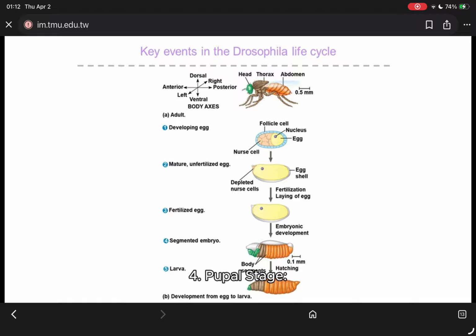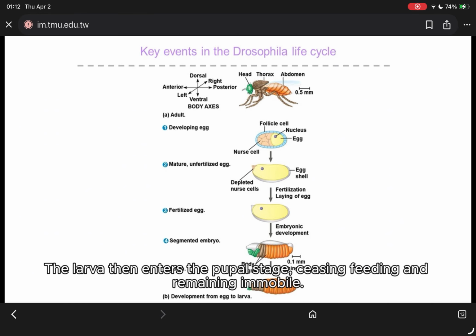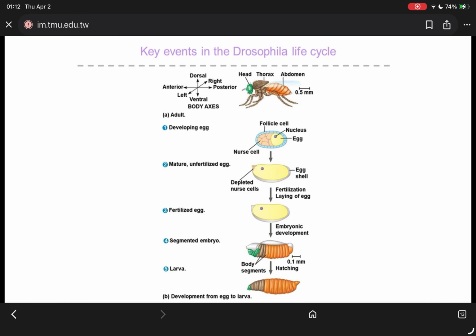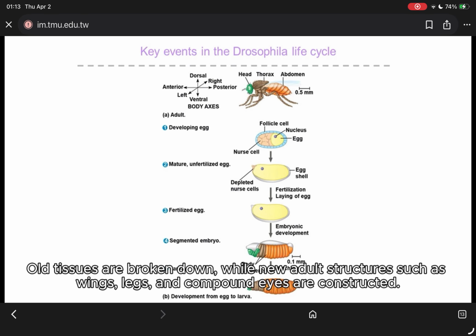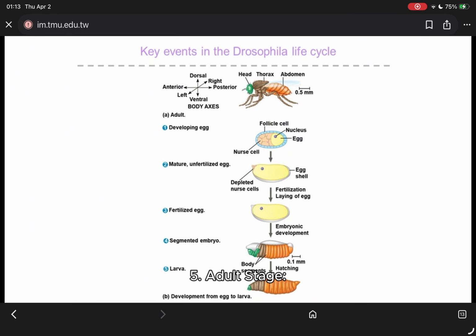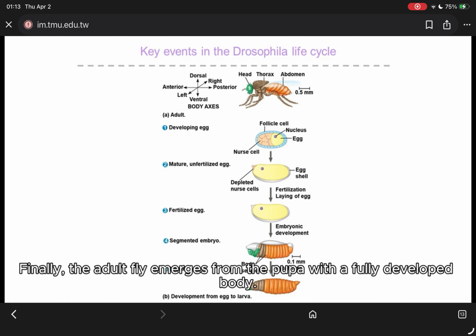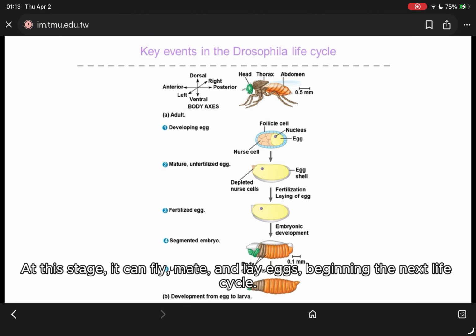4. Pupal stage. The larva then enters the pupal stage, ceasing feeding and remaining immobile. Inside the pupa, the larval body undergoes dramatic remodeling. Old tissues are broken down, while new adult structures such as wings, legs, and compound eyes are constructed. 5. Adult stage. Finally, the adult fly emerges from the pupa with a fully developed body. At this stage, it can fly, mate, and lay eggs, beginning the next life cycle.